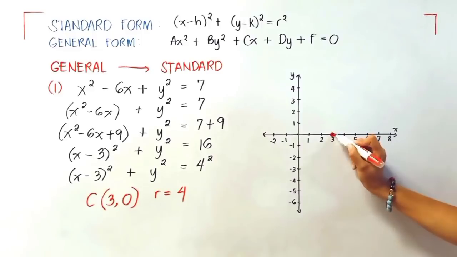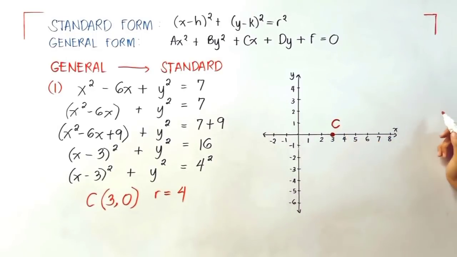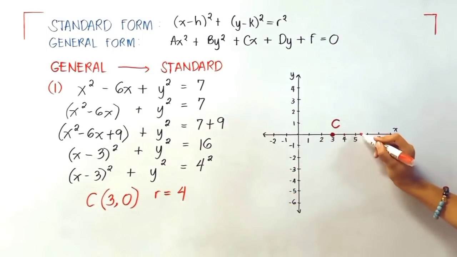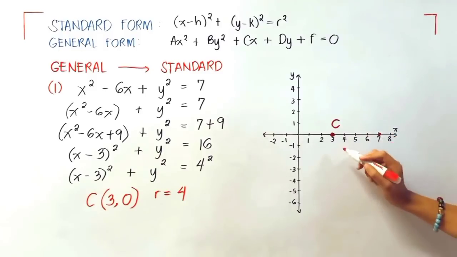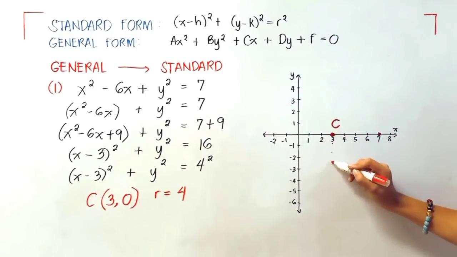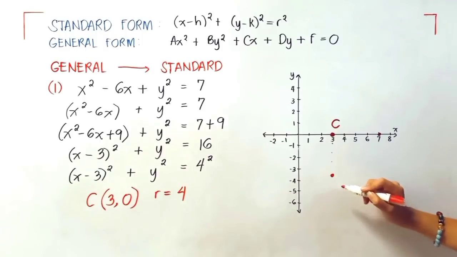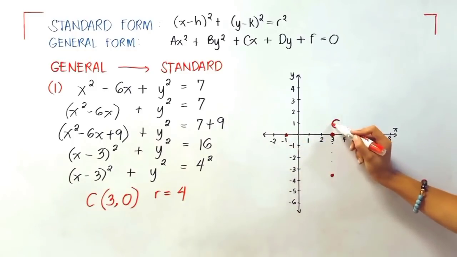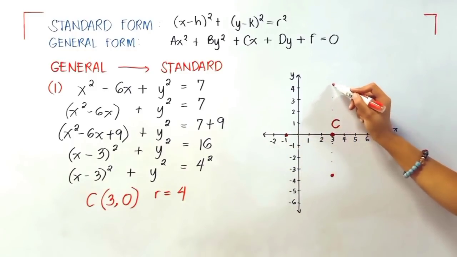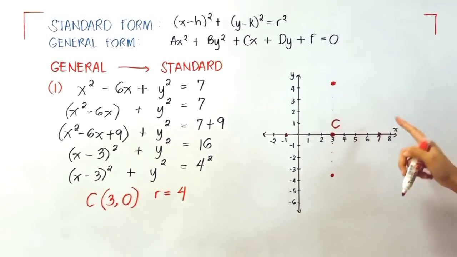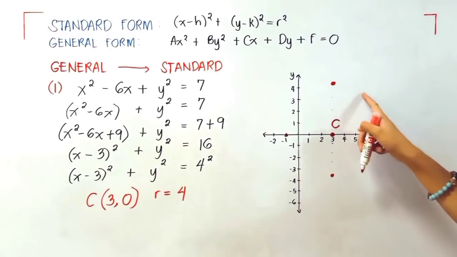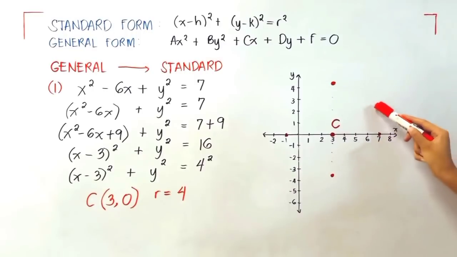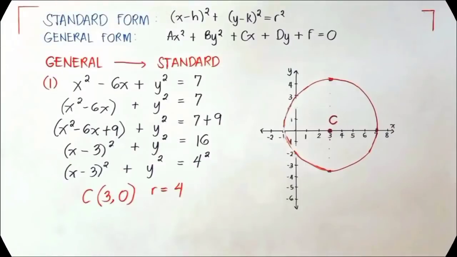Now let us plot the center here. That's 3, 0. And since the radius is 4, we have to count 4 units from all sides. 1, 2, 3, 4, that's 7, 0. Then 1, 2, 3, 4, that's 3, negative 4. And then 1, 2, 3, 4, that's negative 1, 0. And 1, 2, 3, 4, that's 3, positive 4. Now these 4 dots here are all points of the circle, so we'll just use those dots to create our circle. Here's our circle.